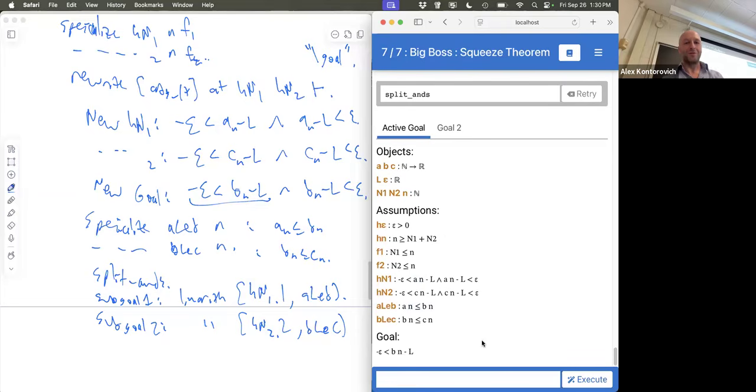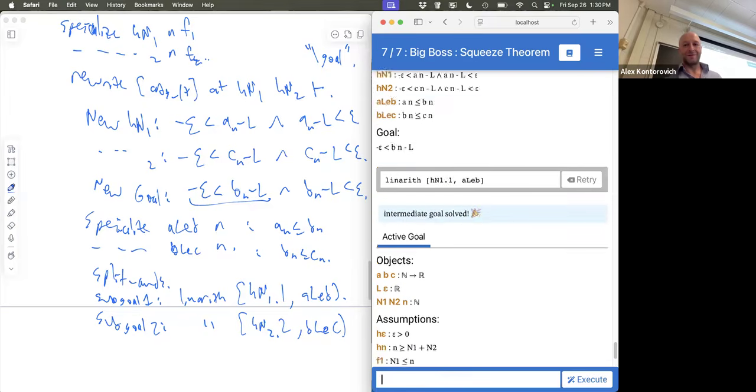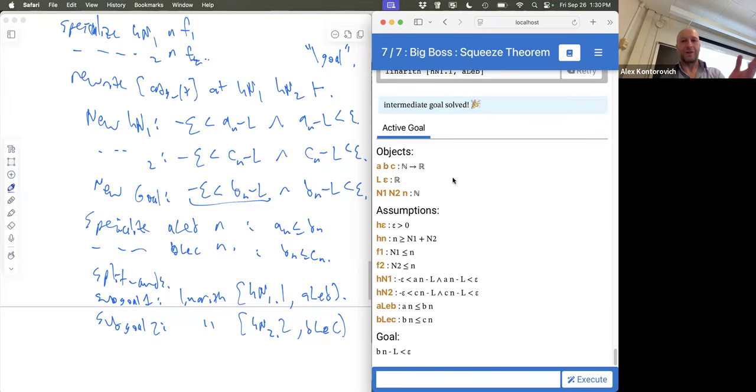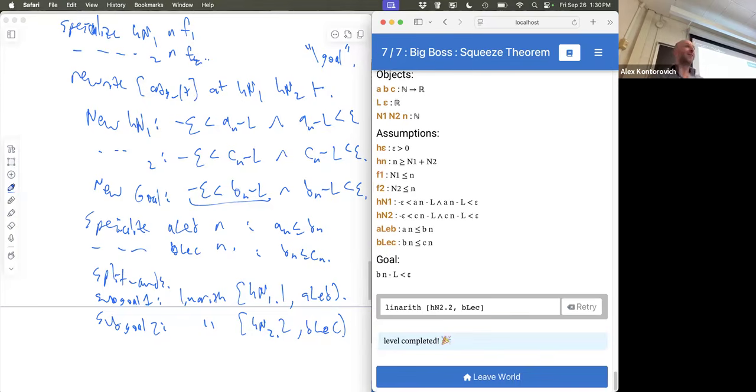And why is this true? It's linear arithmetic using HN1.1. Let's just make sure. We have this lower bound on A n, but B n is even bigger. So that'll prove the lower bound that we need on B n. Everybody see that? And intermediate goal solved. The next goal is the same thing, but now with an upper bound. So it's linear arithmetic with HN2.2 and the fact that B is less than or equal to C. And that's the squeeze theorem.